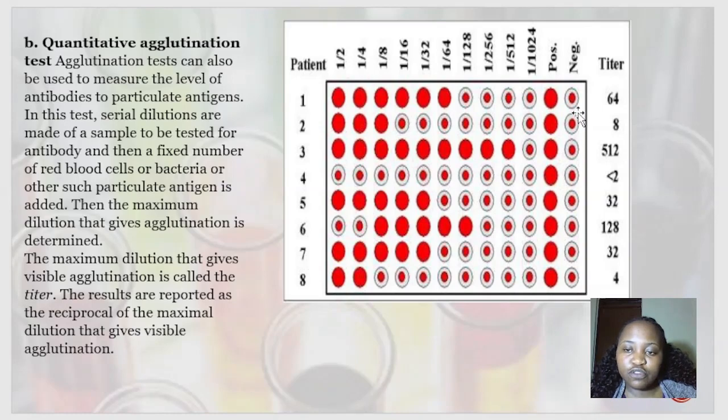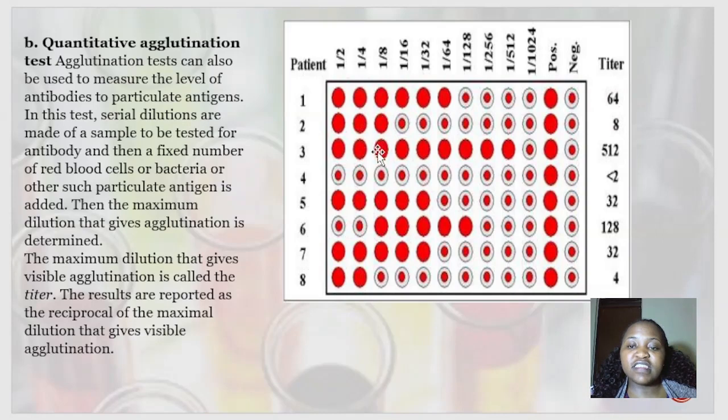So this is a positive control, this is a negative control. You check for the last dilution where we are having agglutination. For example, in this case, this is 1:64. What we say is that the maximum dilution that gives visible agglutination is called the titer. The results are reported as a reciprocal of the maximal dilution that gives visible agglutination. So the titer is the reciprocal of 1:64, which is 64, and so on.